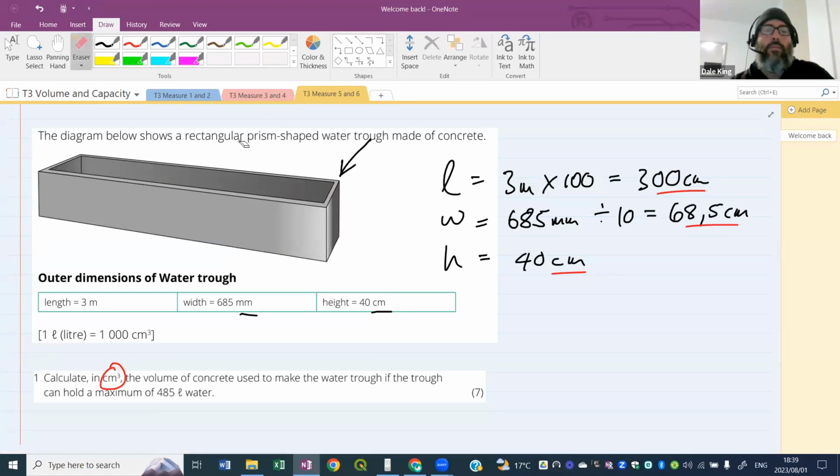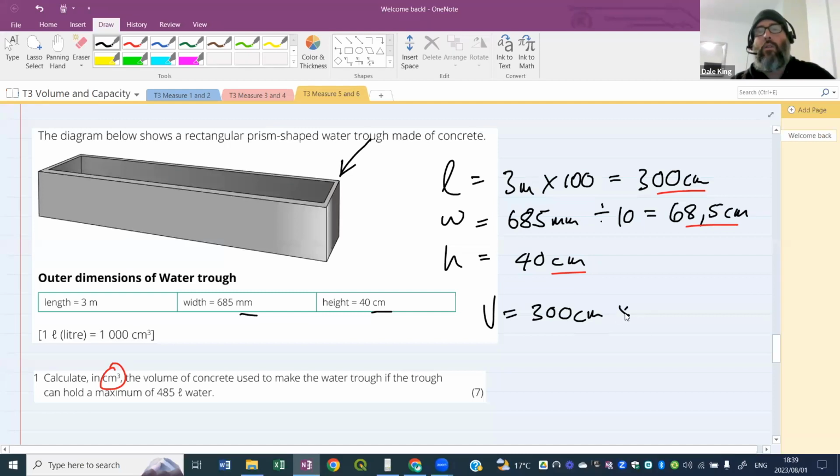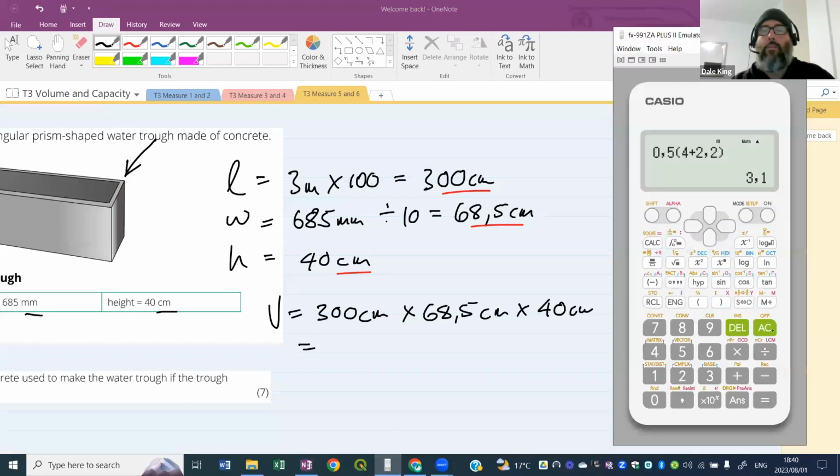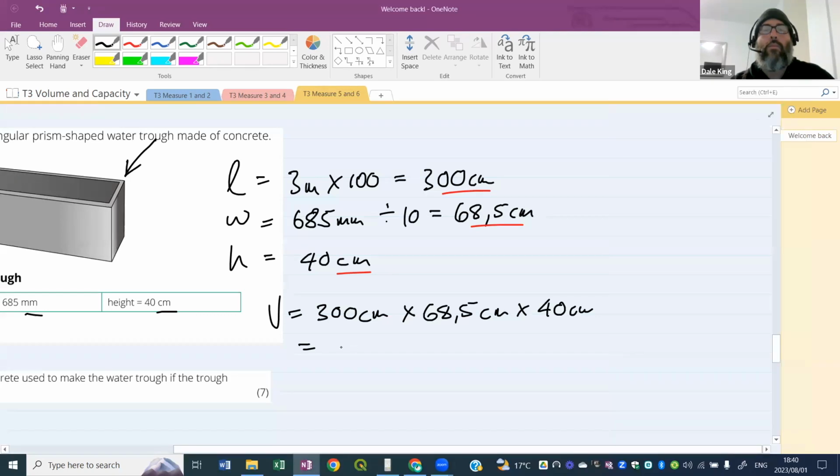You multiply all of them and it's going to give you 822,000. Yes. And then after getting your answer, which is 822,000, you're going to go back to 1 liter is equal to 1,000 centimeters cubed. We're going to do a cross multiplication. Like terms go together.